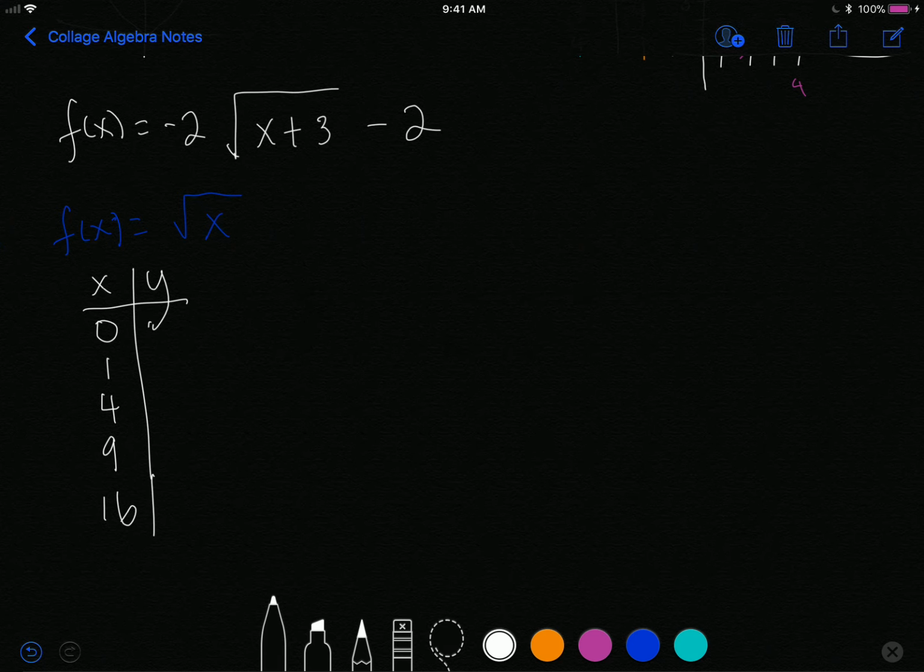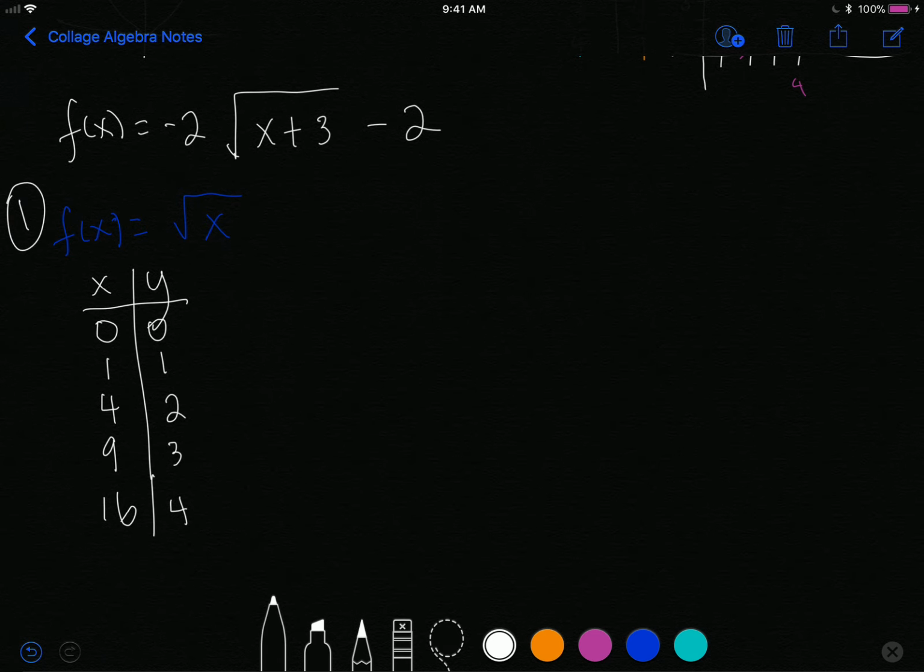And square root of 0 is 0. Square root of 1 is 1. Square root of 4 is 2. 9 is 3. And 16 is 4. Of course, we're only taking the positive roots, the principal roots, because we want this to be a function. If we were to go plus and minus, it would no longer be a function. Okay, step 1, find the parent function.